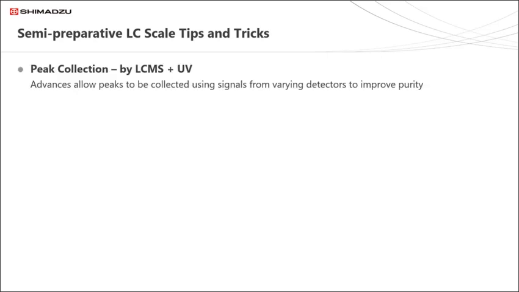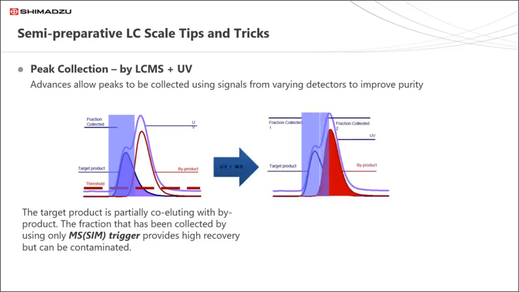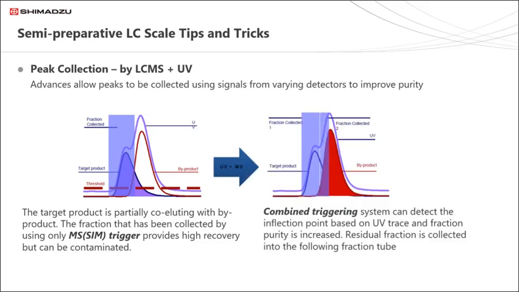Peak collection by LCMS plus UV. Advances allow peaks to be collected using signals from varying detectors to improve purity. The target product is partially coeluting with byproduct. The fraction that has been collected by using only MS triggering provides high recoveries but can be contaminated. Combined triggering can detect the inflection point based on the UV trace, and fraction purity is increased. The residual fraction is collected into the following fraction tube.